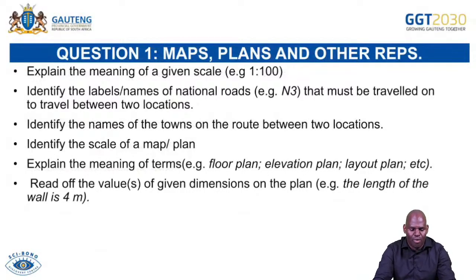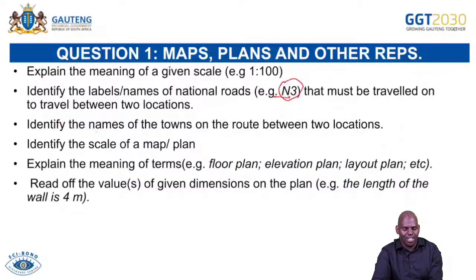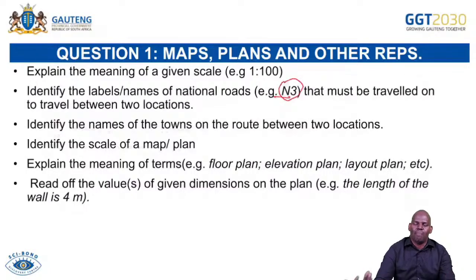And then on a map, obviously, you must be able to identify labels, names of national roads. If a road is denoted with the letter N, capital letter N, it means it's a national road that must be traveled. Identify the names of the towns. Identify the scale of a map, if the scale is a number scale or a bar scale. Very, very important.